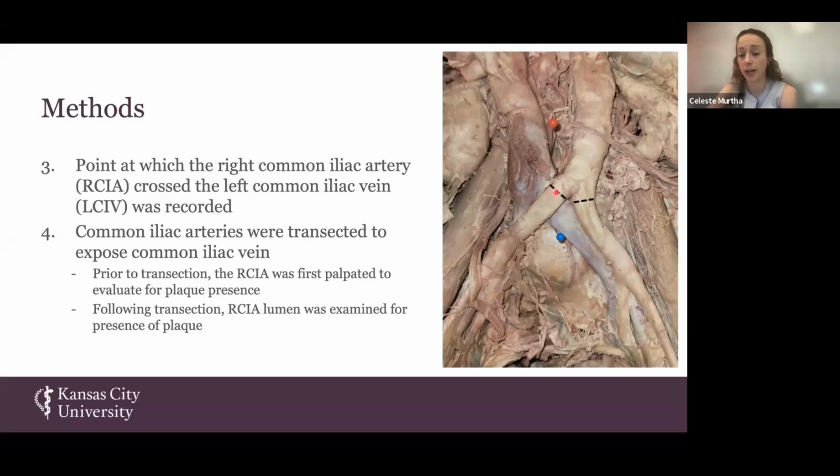Before transecting the right common iliac artery, we palpated the artery to determine if we could feel any plaque presence, and that was noted. And then again, after transecting the artery, we examined the lumen of the artery to determine if we could see any plaque presence, and again, that was noted.